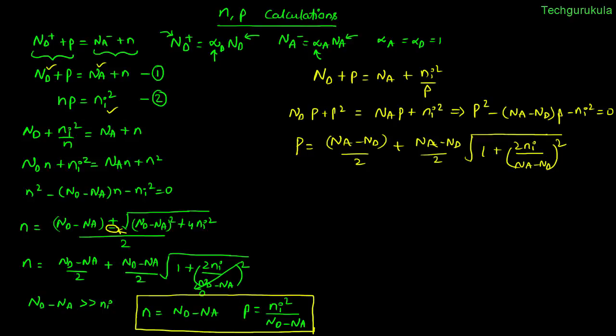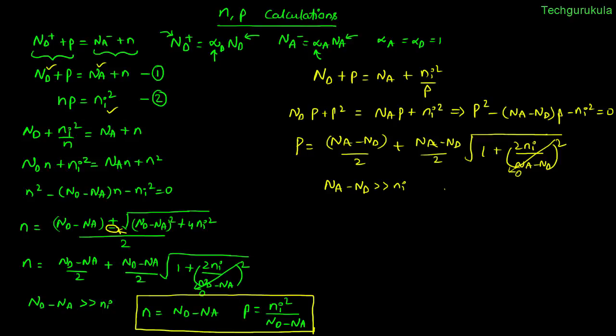And similarly here we have neglected the minus sign, so we are directly writing the plus sign, because the minus sign would give us a negative number for hole concentration, which doesn't make any sense. So now again we are taking the same assumption where Na minus Nd is far greater than Ni. In that case we can take the second term inside the square root to be close to 0.